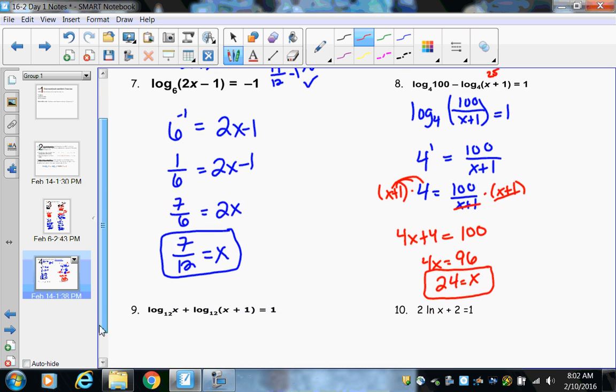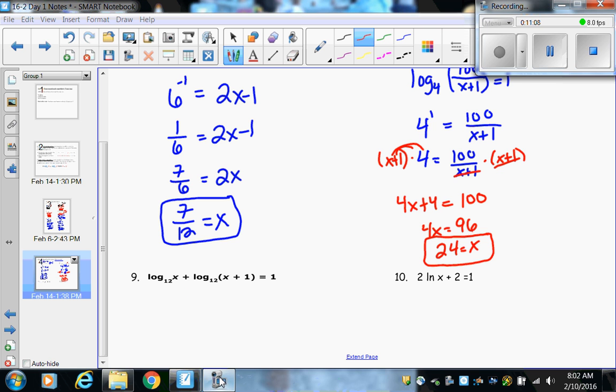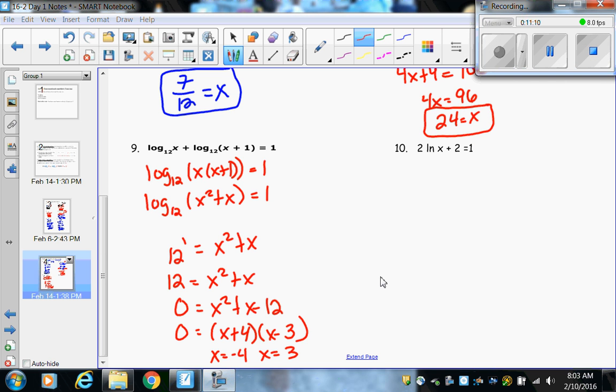Pause the video, give example 9 a try for yourself. Remember that with logs, addition is the same thing as multiplying, so that's probably where you want to start. Okay, so if we start with the multiplying, you should end up with x times x plus 1 inside the log, which distributing the x in, you get x squared plus x. Then it's in log form and I'm stuck, and it's a single log on the left side here. So I'm going to convert to exponential, so that would be 12 to the first equals x squared plus x.